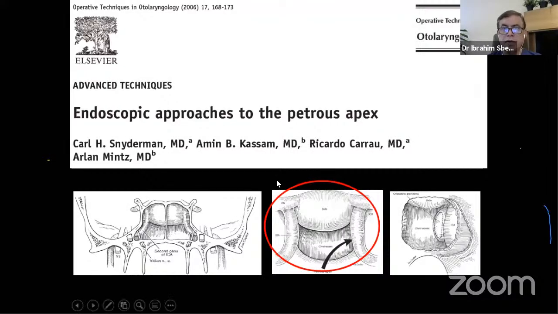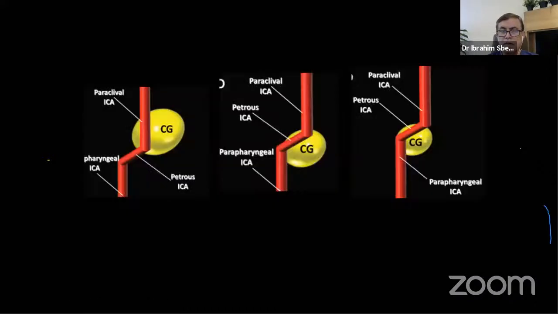So beautiful paper, I mean, Kassam, about approaches to the petrous apex, this is one of the early papers actually. And they describe where is the cholesterol granuloma in relation to the various parts of the carotid? This is the paraclival, this is the petrous part, and this is the cervical part. So in this part, the cholesterol granuloma is related to the paraclival. Here it is more related to the petrous. Here you have a small window to come to the petrous apex. Here you have a beautiful window through the sphenoid to reach it. Here it's rather difficult to go through the sphenoid, through the Meckel's cave to come here.